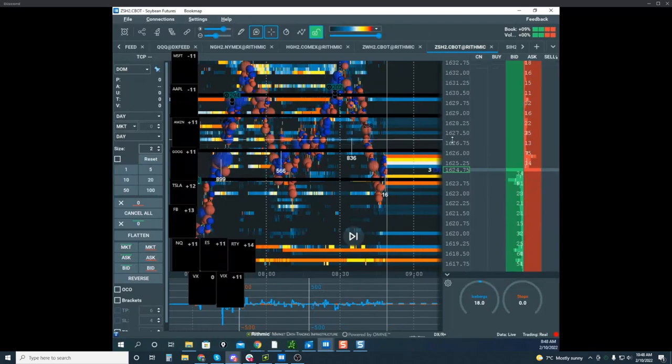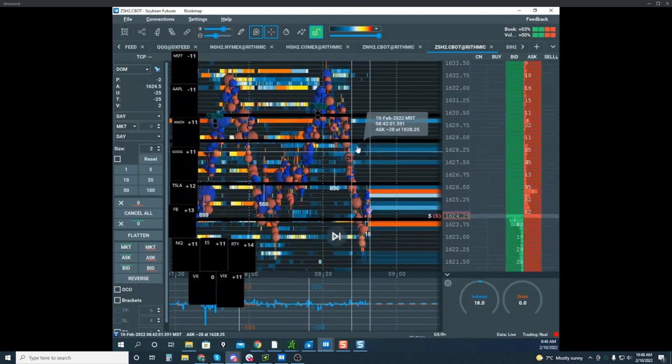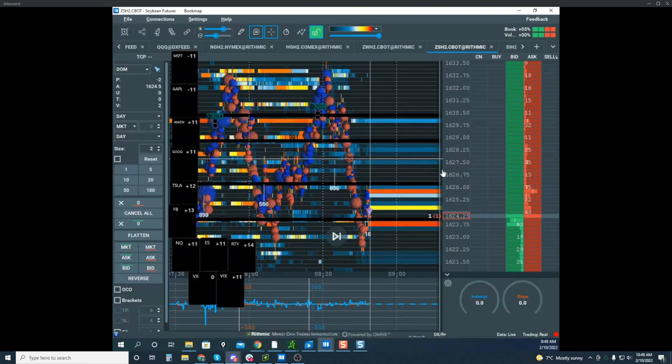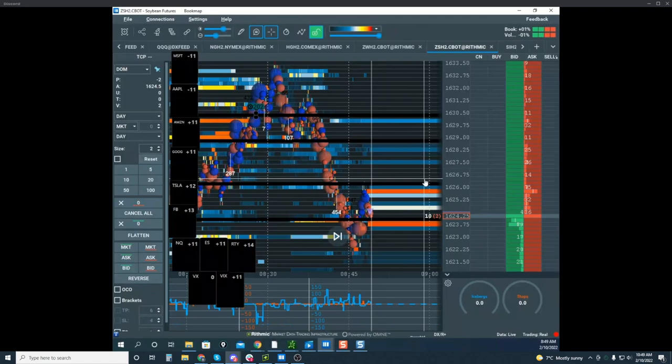I'll get in a couple of these right now, but I missed my entry. My entry should have been 3.5 cents below the bottom of the zone. So, 25.50. It's pretty close. I missed it by a cent.